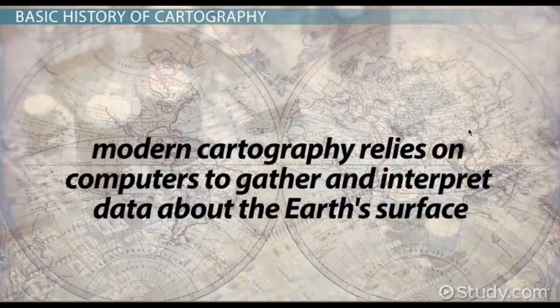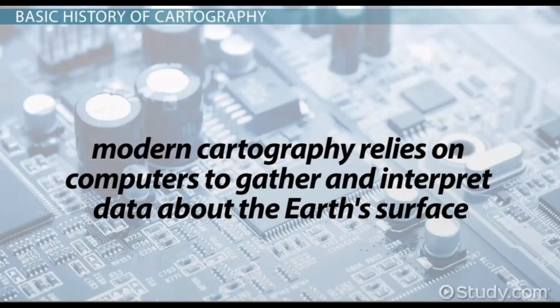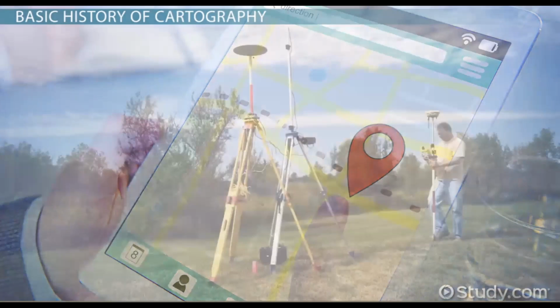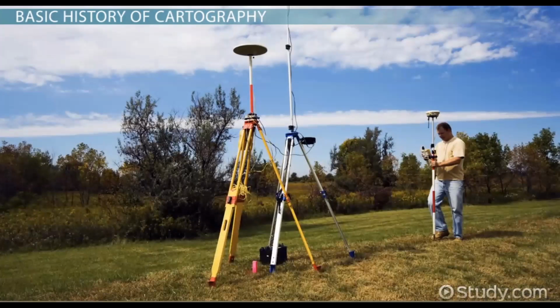Modern cartography relies on computers to gather and interpret data about the Earth's surface. The most accurate maps of all time are now available with just a few clicks on the internet. Although these maps are easily available, cartographers still have a lot to do as they refine the interpretation of data all around the world. Let's review.